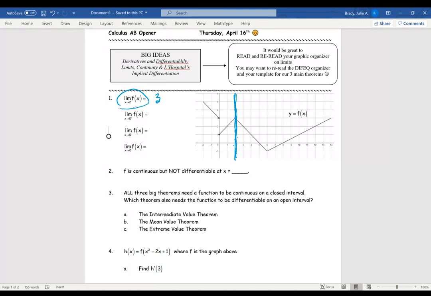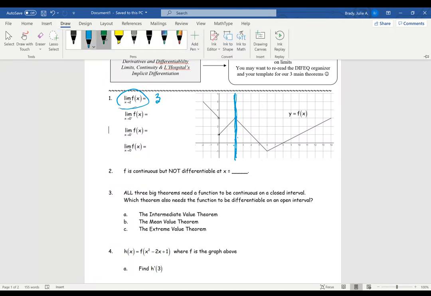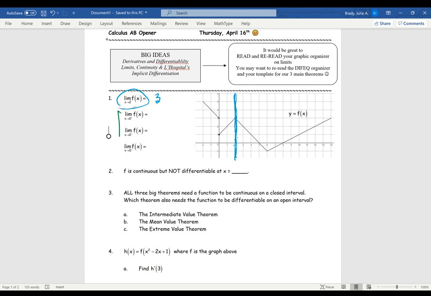And then we want to look at one-sided limits. So let's think about 0. If we're coming from the plus side, that means we're coming from the right. We would expect the output would be 1. But if we're coming from this direction, we would expect the output to be 3. And since those two expectations don't match each other, we say that the limit does not exist.